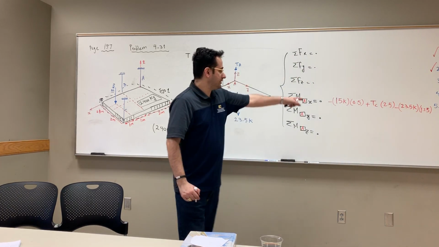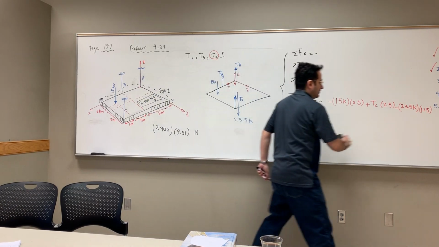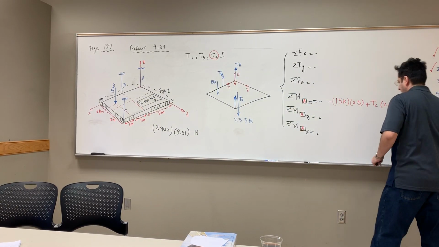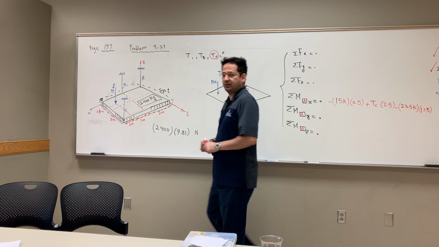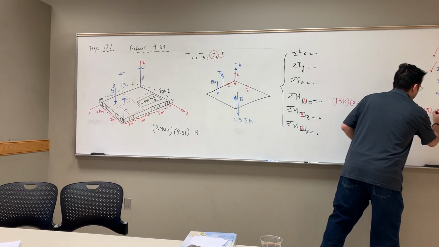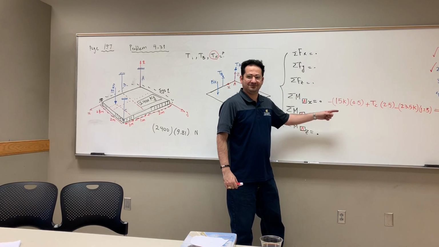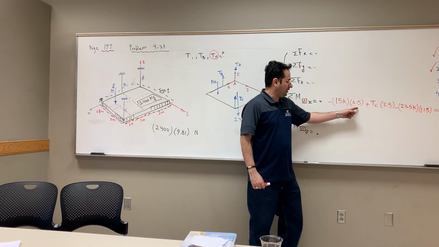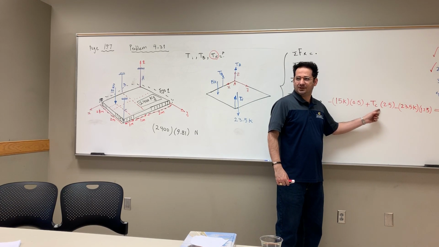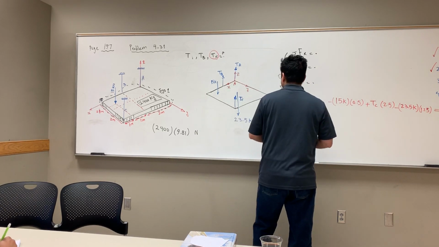What else is contributing to the moment? There isn't anything. That's it. So the sum of moments is equal to 0. Now you can see that it's one equation, one unknown. You can solve for TC. Now let's go and write all the other equations.